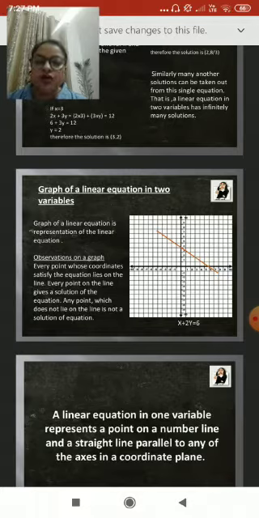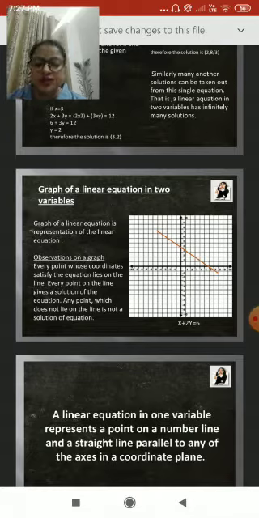Observation on a graph. How do we observe and what do we observe? Every point whose coordinates satisfy the equation lies on the line. Every point on the line gives a solution of the equation. Any point which does not lie on the line is not a solution of the equation.